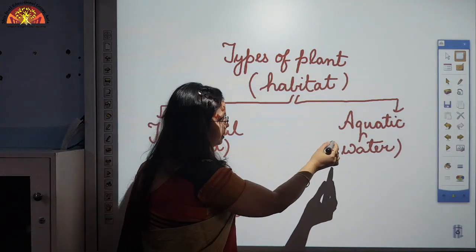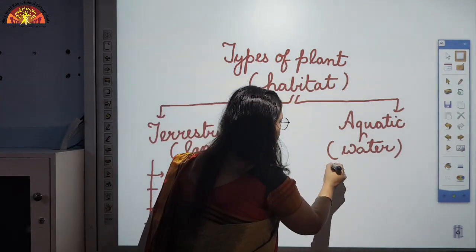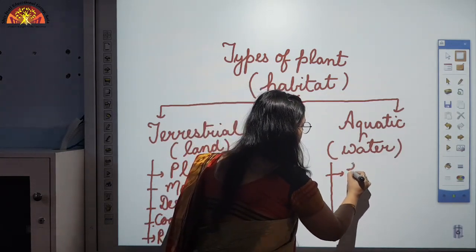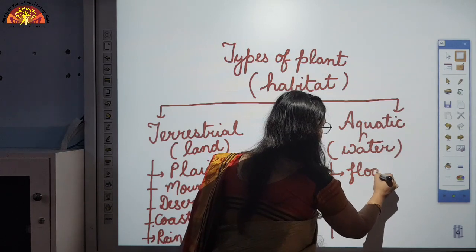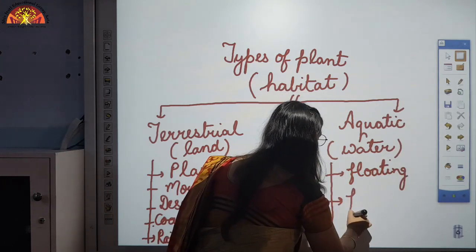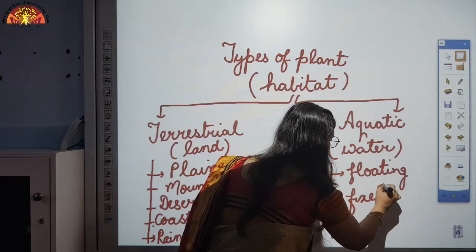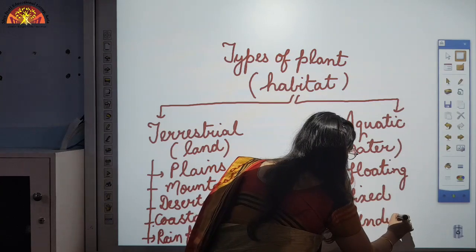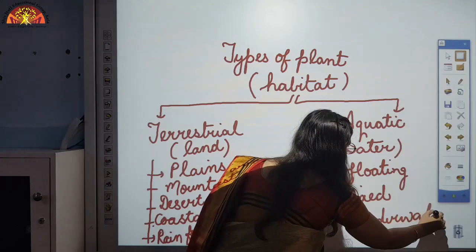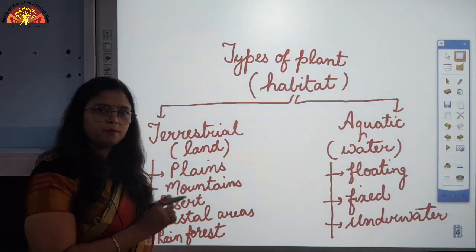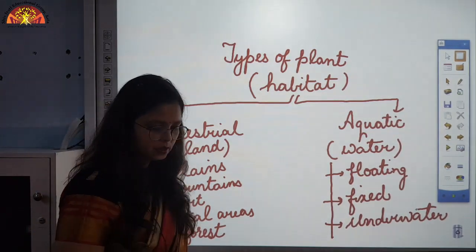Okay. Again, if we talk about aquatic, now in water also there are 3 different types of plants, like some are floating, some are fixed, while some are grown under water. Okay. So, these are the different types of plants. Now, we will discuss each of these one by one.